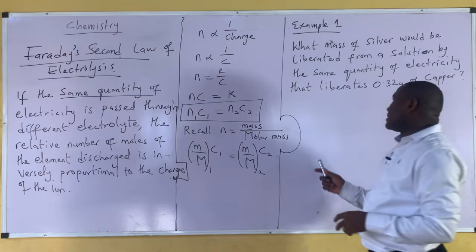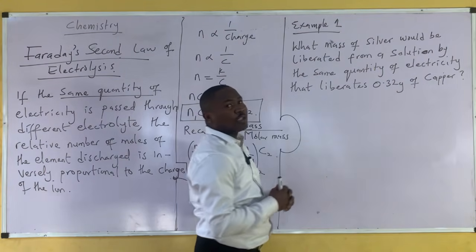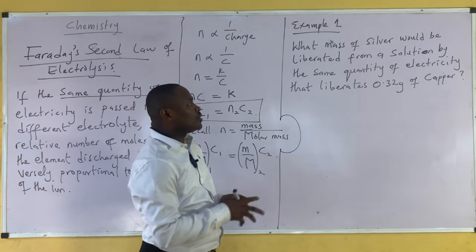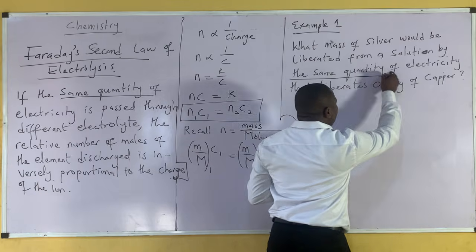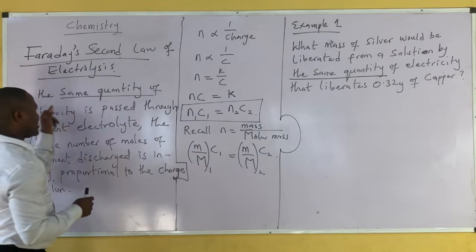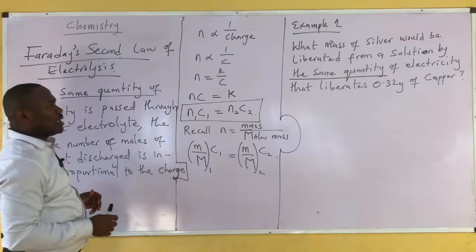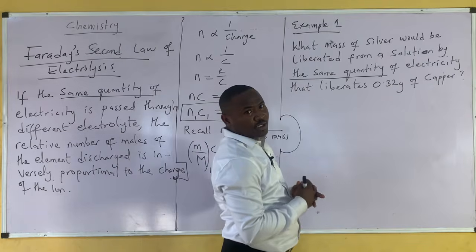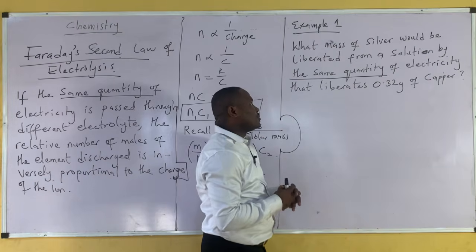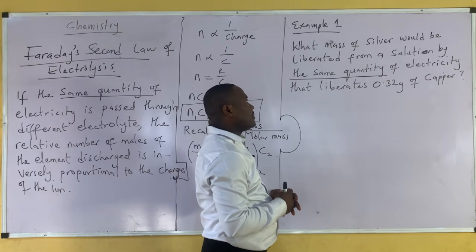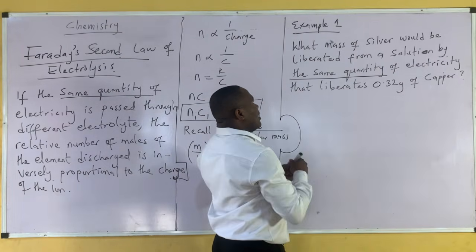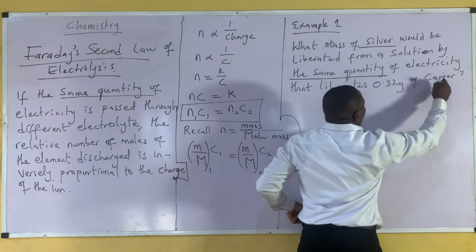Now we'll be looking at an example of Faraday's second law. What mass of silver would be liberated from a solution, watch it, you see the word, by the same quantity of electricity? Remember our law states if the same quantity of electricity. So this is a typical Faraday's second law. What mass of silver would be liberated from a solution by the same quantity of electricity that liberates 0.32 grams of copper? Now remember, I'm dealing with silver and with copper.